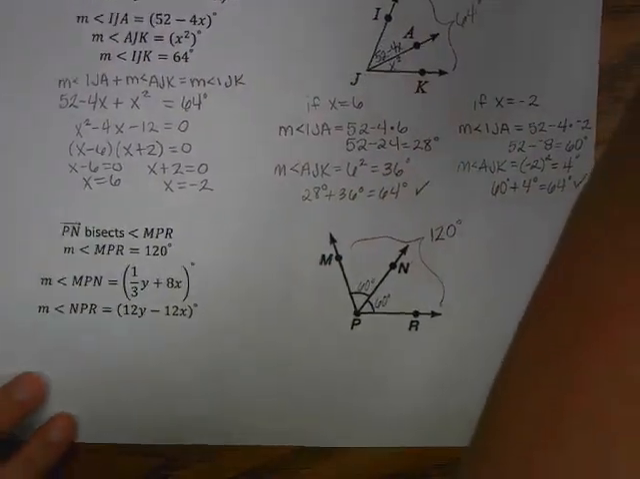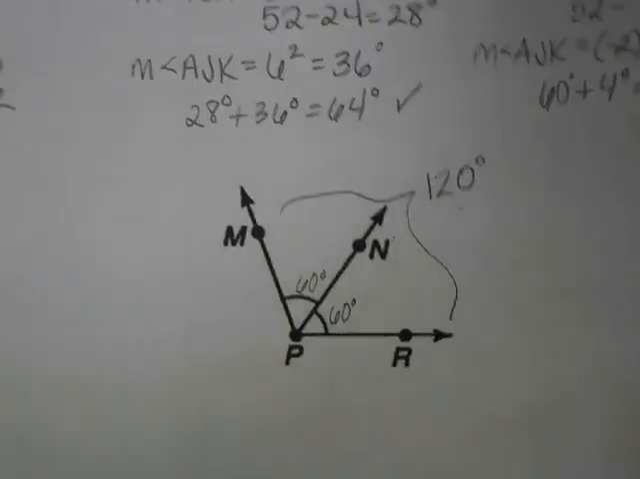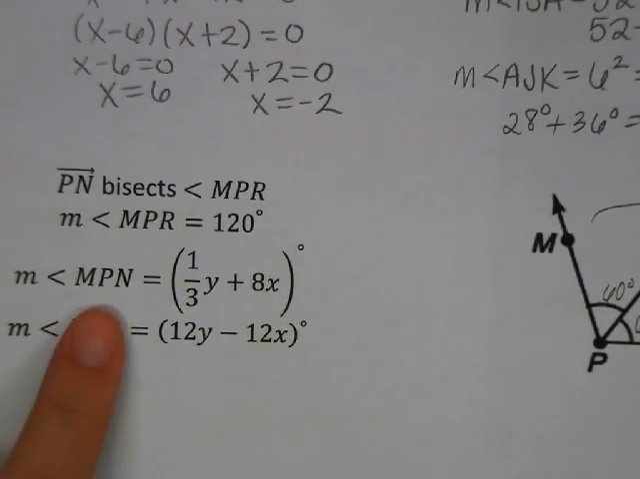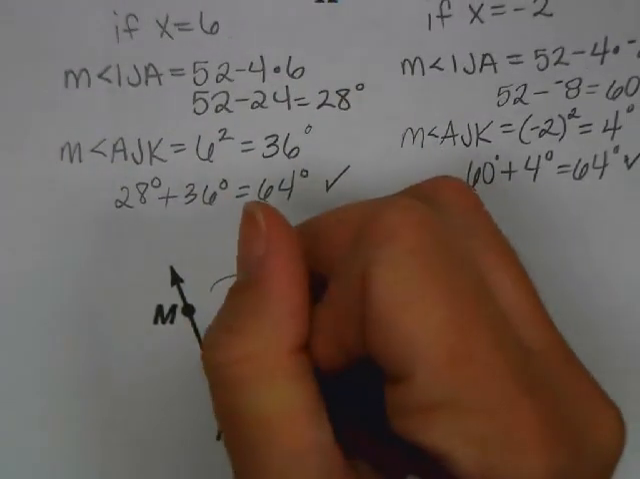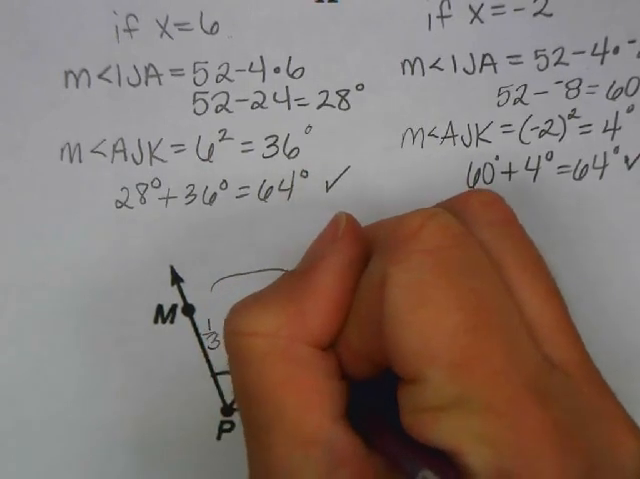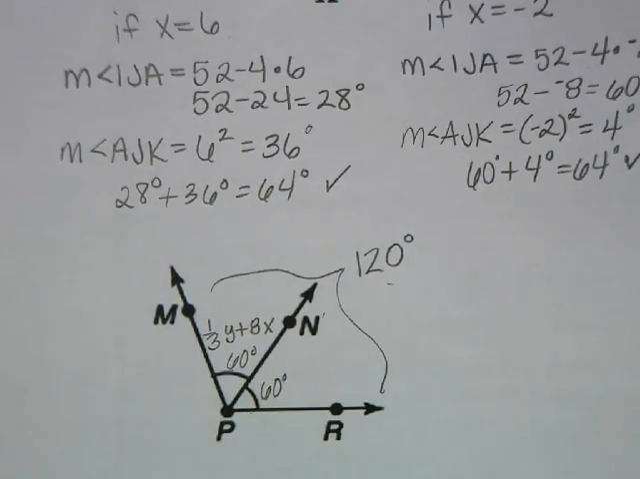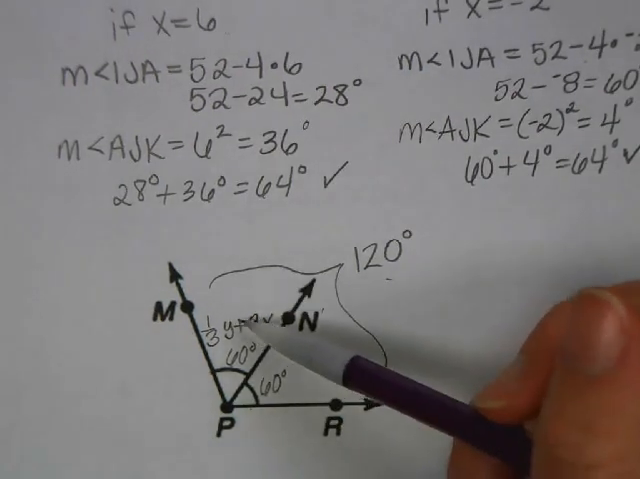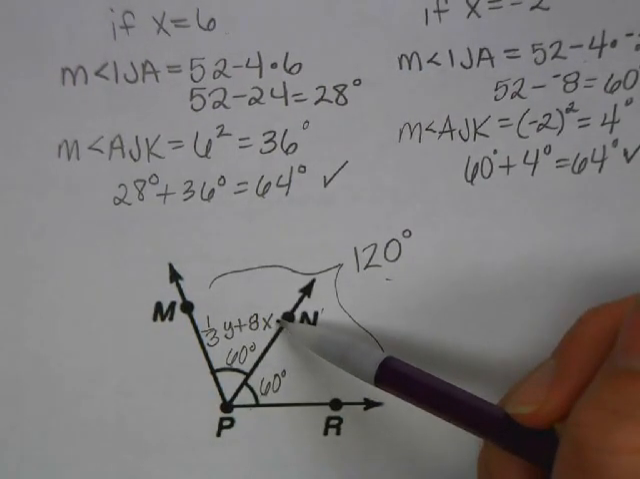So let me zoom in and just show you. There it is. So just start filling in information that you know. Okay, we're also given that angle MPN is the expression 1/3 y plus 8x. So I'm going to put that in there as well. So not only is it 60 degrees, it's also represented by the expression 1/3 y plus 8x.